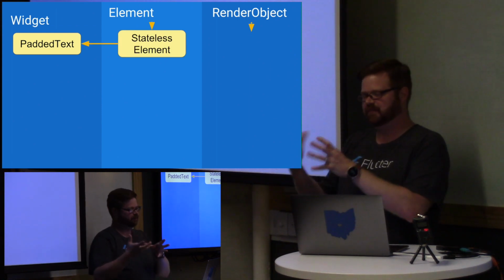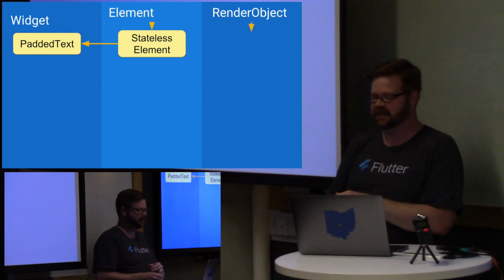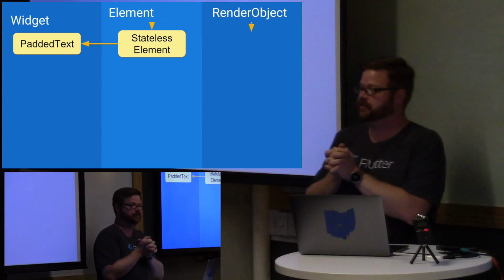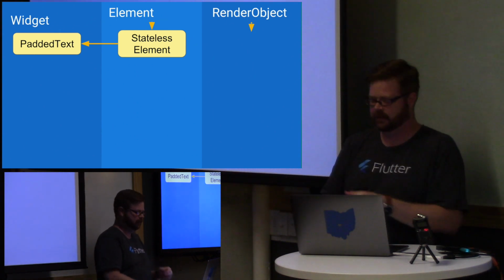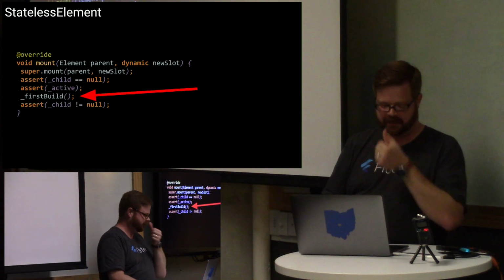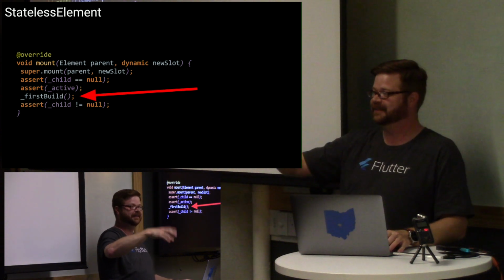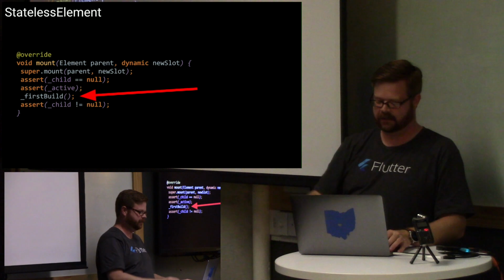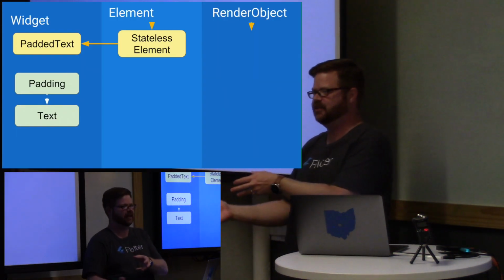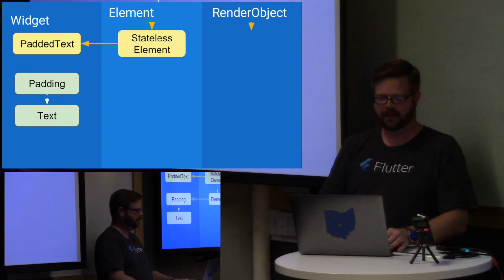A stateless element is basically just an element, except it knows how to ask something for children. So the stateless element says, I've just come into being, hey padded text, do you have any children for me? And it calls the build method when it gets mounted. Just like the other one created a render object when it got mounted, this one goes, do you have any kids? And padded text says, yes, I have this padding. It has this text as a child. Here are my children.